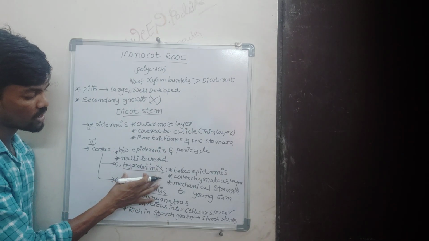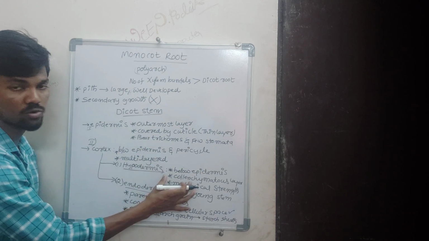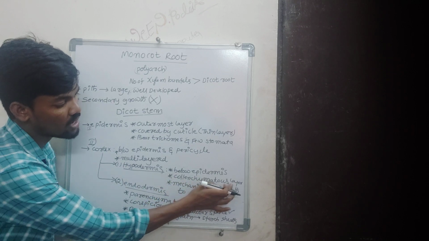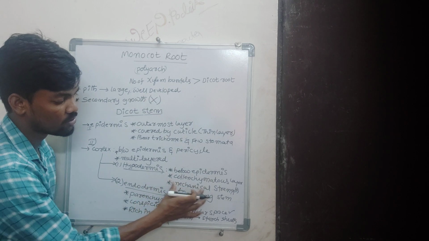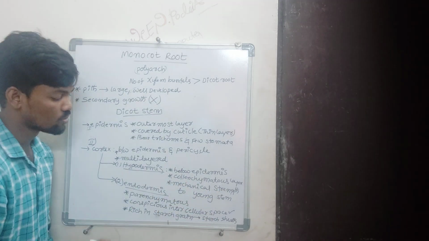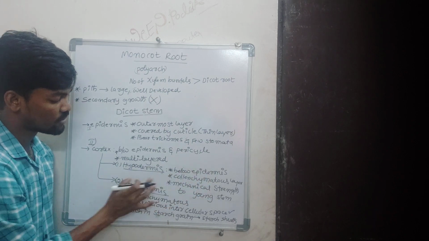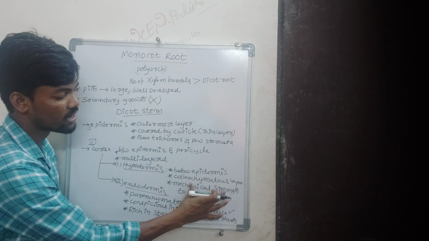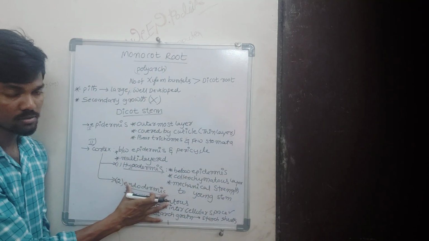The first part of the cortex is called the hypodermis. It is just below the epidermis, serial wise. It is made up of collenchymatous layer, which gives mechanical strength to the young stem. What is the function of the hypodermis? It is below the epidermis, made of collenchyma, and gives mechanical strength to the young stem. Come to the second one, the endodermis.